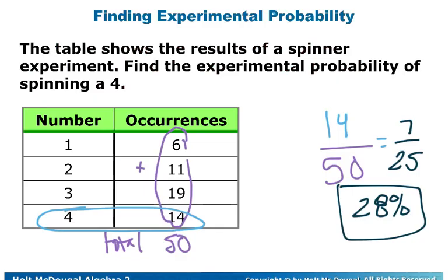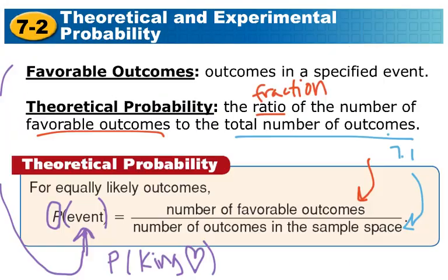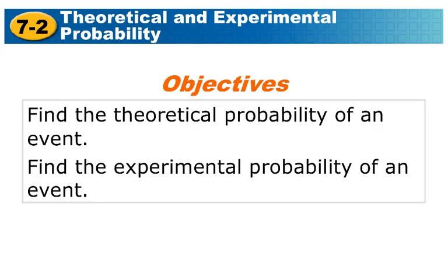So those are your vocabulary for 7-2. And so hopefully we know a little bit about the difference between theoretical probability and experimental probability, and then all of their little subsystems.